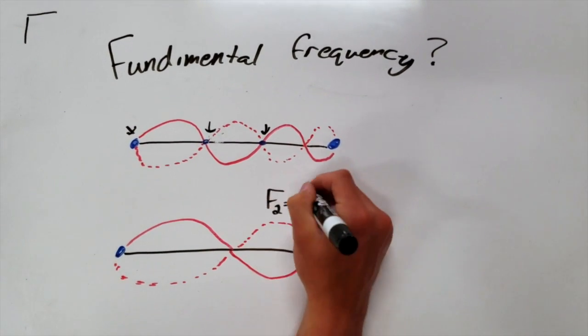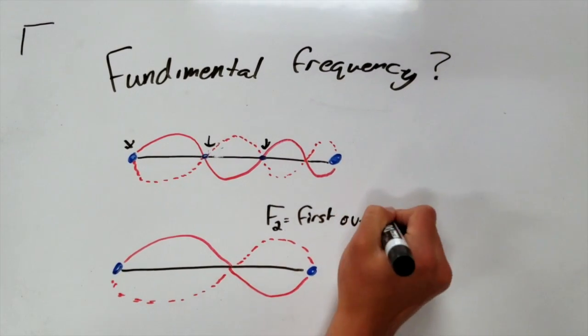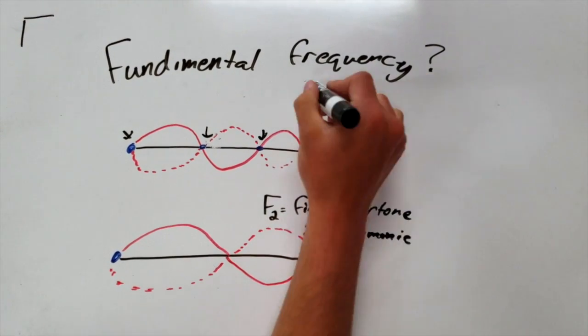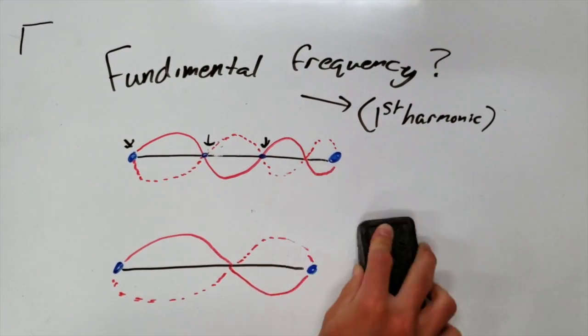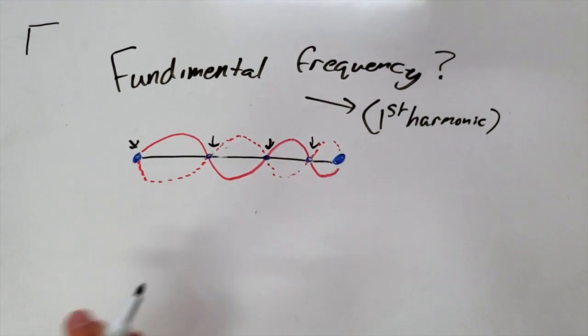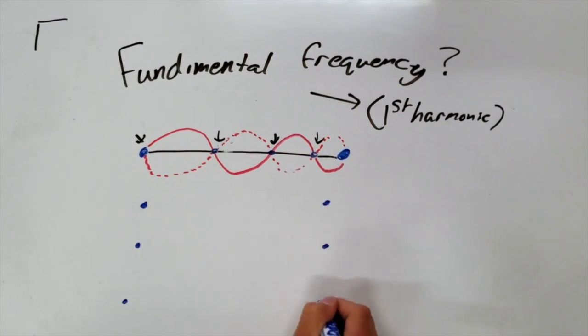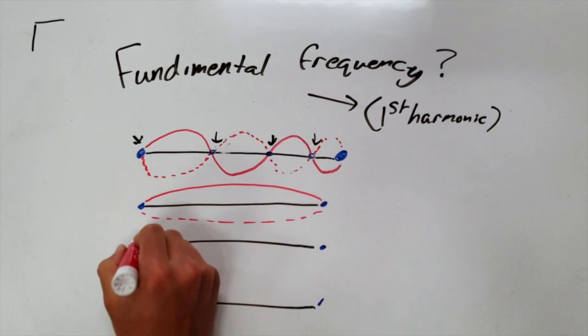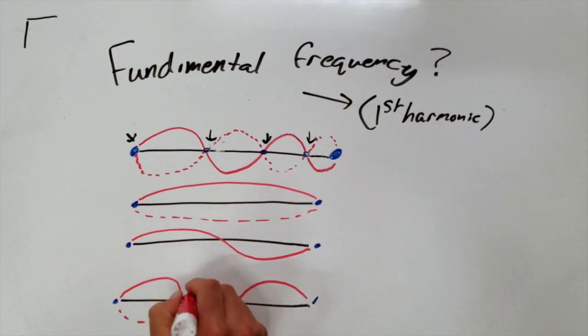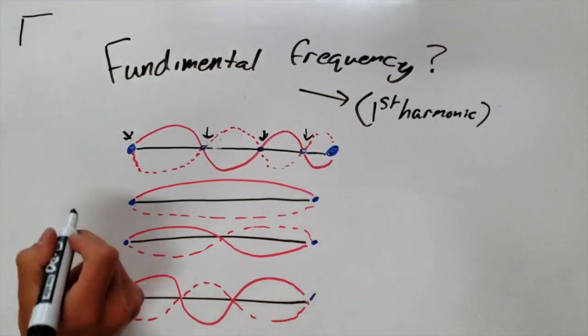This is known as our first overtone. Now this is also known as the second harmonic, as the fundamental frequency is known as our first harmonic. If we keep going on in a manner as such, we can see that the first, second, and third harmonics are essentially adding portions of the wave to it between these two nodes.